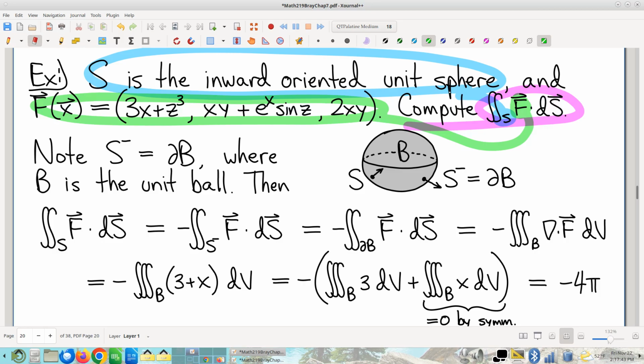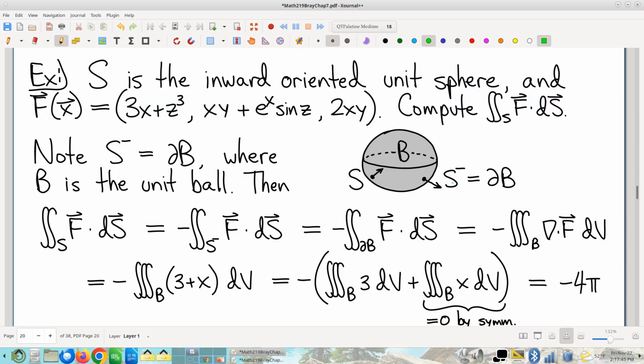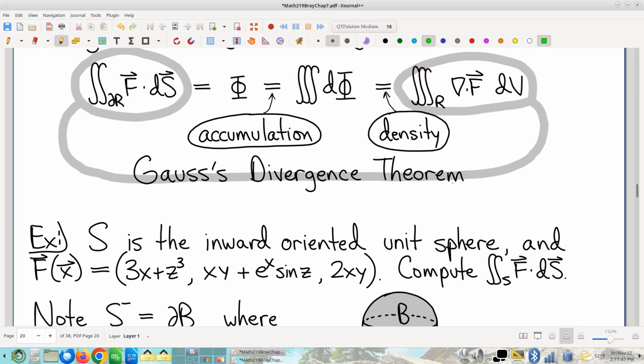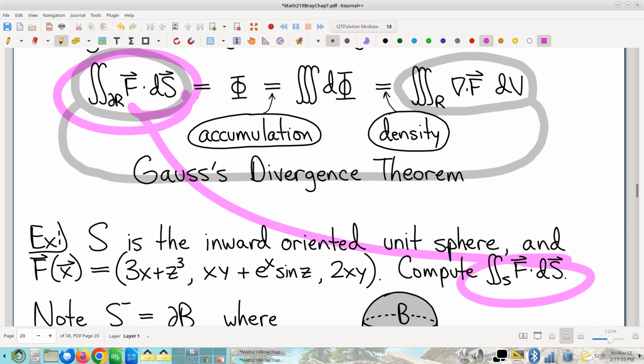Okay, so instead, we're going to look at our new theorem. Our new theorem says, hey, if you want to compute a flux, you can do so by instead computing a triple integral of divergence over that interior solid. Does that make sense? Okay. Now there's a catch.